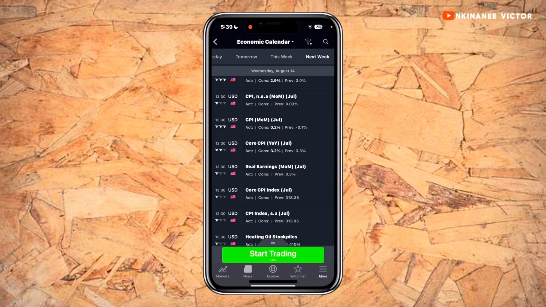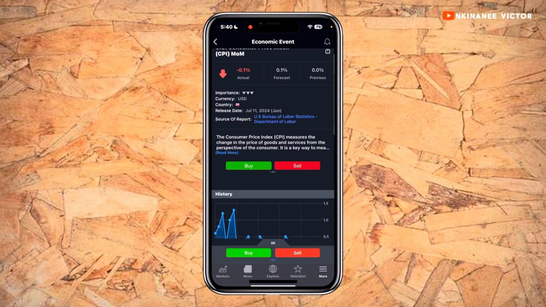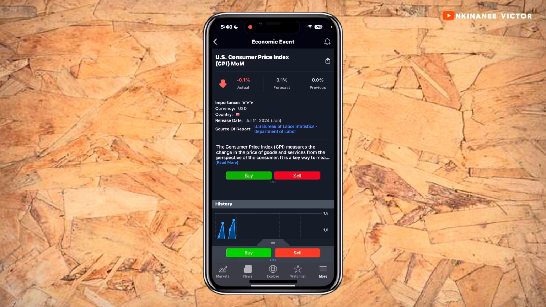So each news is specific for a particular currency, so it can only affect that particular currency and the pairs that currency belongs to. For instance, CPI is for USD, so that news will affect GBP USD, USD JPY, Euro USD, and every USD pair. So now let's click on CPI. As you can see, you see where they write importance. You see the 3 bullhorns, they are all colored. That means it's a very high impact news.